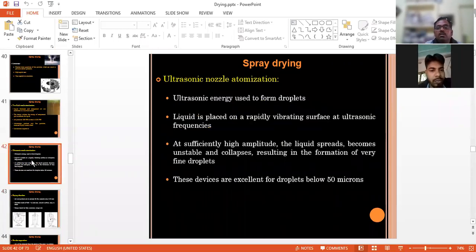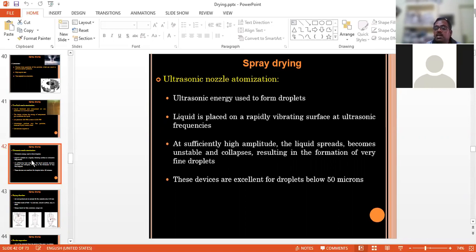Another recent technique for atomization is ultrasonic nozzle atomization, in which ultrasonic energy is used to form droplets. Liquid is placed on a rapidly vibrating surface at ultrasonic frequencies. At sufficiently high amplitude, the liquid spread becomes unstable and collapses, resulting in the formation of fine droplets. You should keep in mind that specifically at high amplitude, the liquid spread becomes unstable and collapses, resulting in formation of very fine droplets.